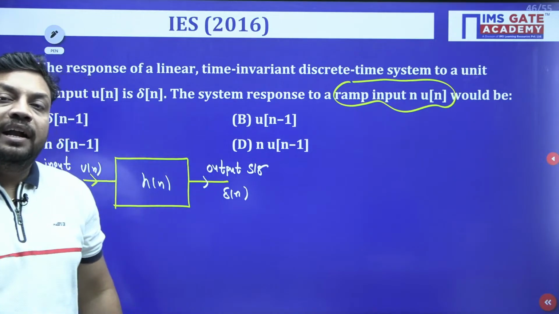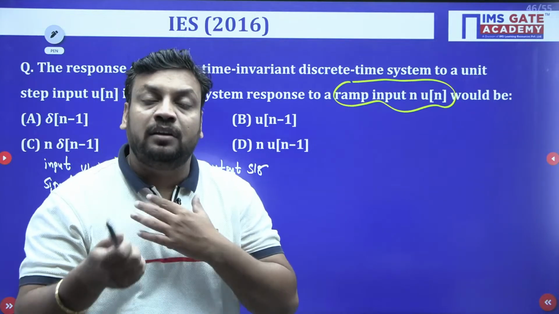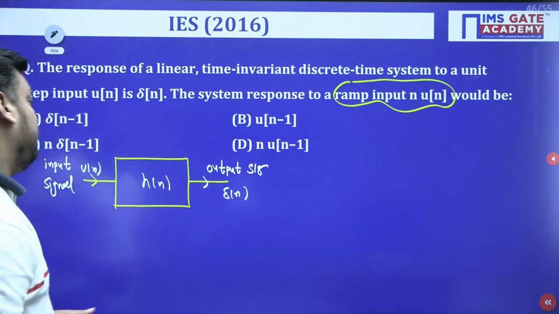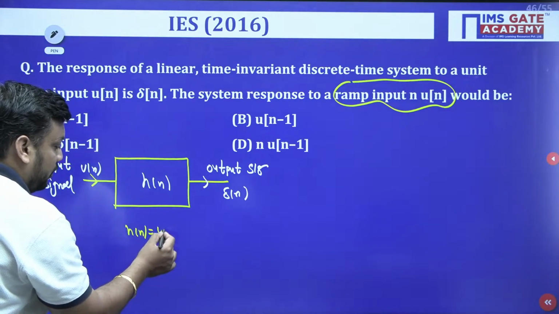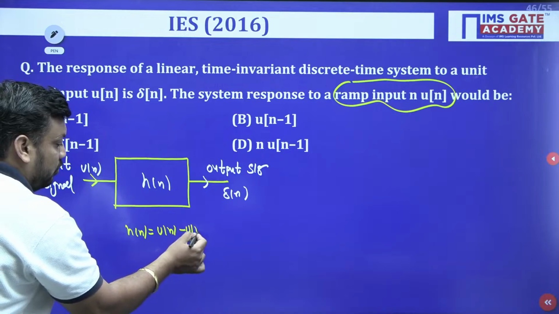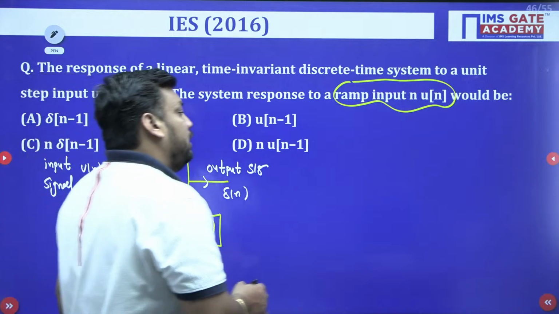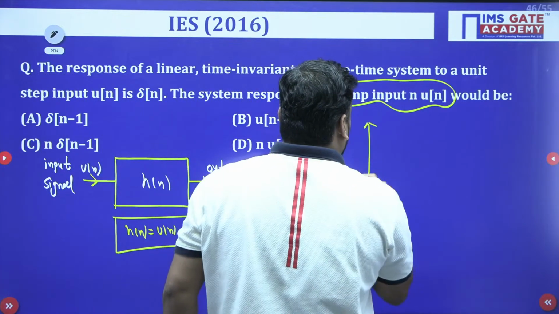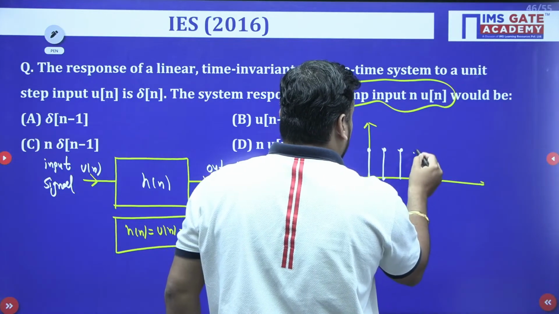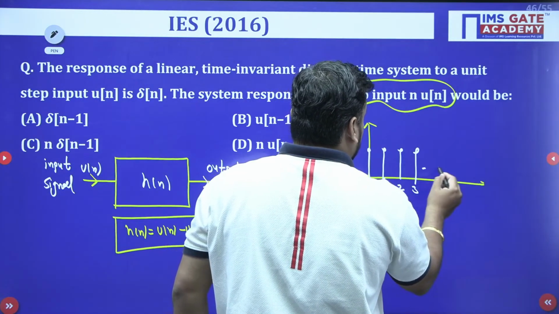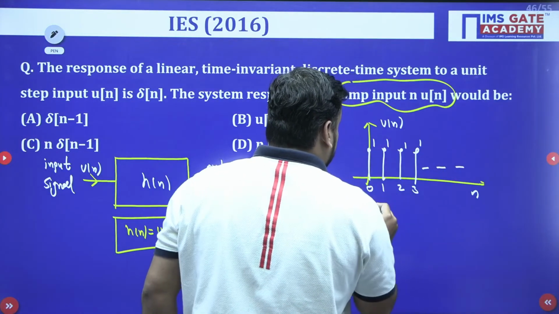Derivative. And the derivative will be replaced here by a difference equation, the successive difference. It means h of n is actually nothing but u of n minus u of n minus 1. If I perform u of n minus u of n minus 1, I will for sure get delta n only, because you know that this is my u of n carrying magnitude value 1 for n = 0, 1, 2, 3 and so on.